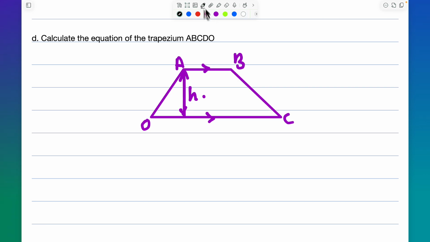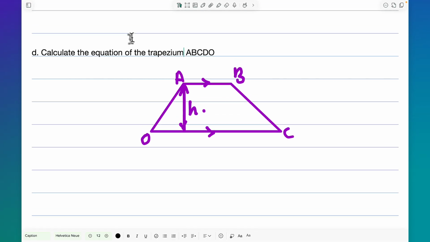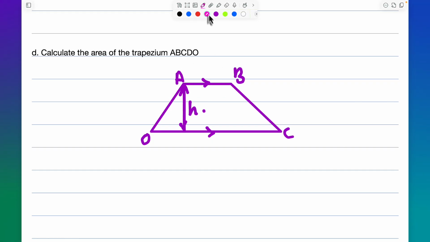Now, the equation of a trapezium, the area of a trapezium. I said the equation of the trapezium. This is supposed to find the area of the trapezium. Okay, the area of the trapezium in general, right? So it follows the formula. The area is equal to A plus B over 2 multiplied by h, right? So you add A plus B multiplied by h.